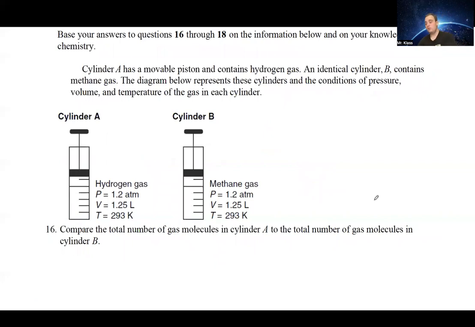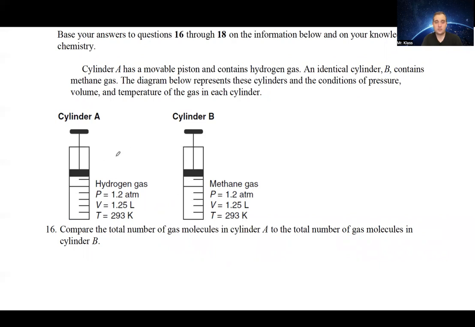Okay, let's move forward and solve a different problem. Now, the Regents exam loves to ask questions with pistons. Cylinder A has a movable piston and contains hydrogen gas. An identical cylinder, cylinder B, contains methane gas. The diagram below represents these cylinders and the conditions of pressure, volume, and temperature of the gas in each chamber.